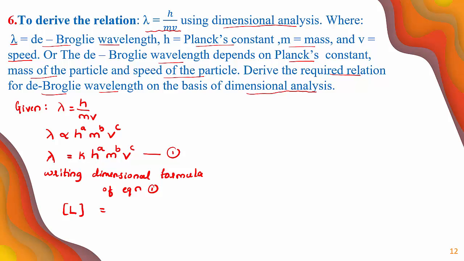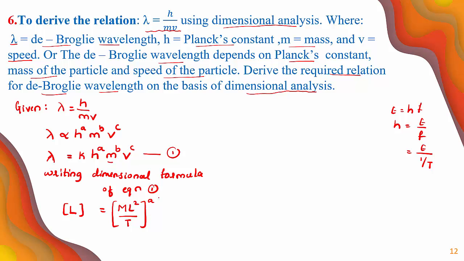Constant, leave it. Come to the next term, h. h indicates Planck's constant. We already derived Planck's constant. Planck's constant is given by the dimensional formula M L squared divided by T raised to 1. See here, for Planck's constant we have the equation E equal to hf, so h equal to E divided by f. Energy divided by frequency, where frequency is 1 by T. You can remember this relation. So directly I can write Planck's constant is M L squared by T raised to 1.